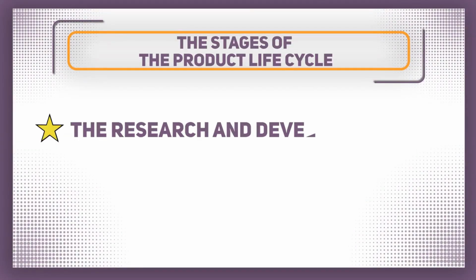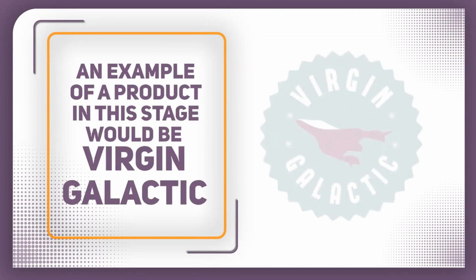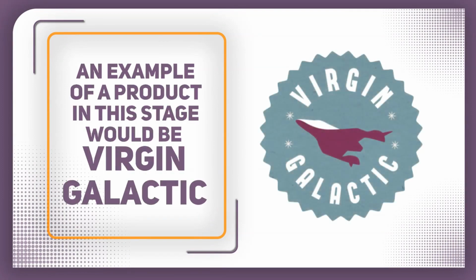The research and development stage. Here, the product is still being created. Prototypes are being made and a great deal of market research is taking place. An example of a product in this stage would be Virgin Galactic, which is a British spaceflight company within the Virgin Group. It is developing commercial spacecraft and aims to provide space flights to tourists in the near future.